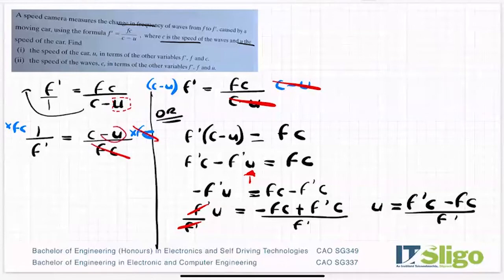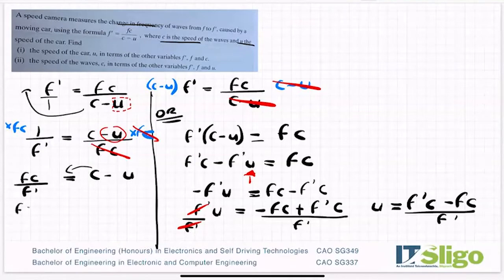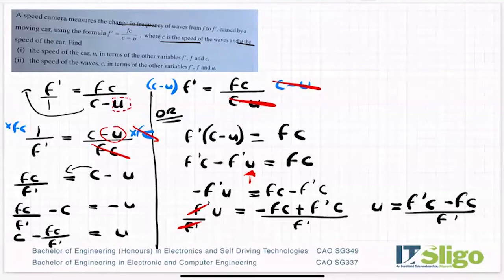Because remember what I'm trying to get at, it's the U. So that I get FC over F dash being equal to C minus U. Okay, let's bring over the C there so that I get FC over F dash minus C being equal to minus U. And then change the signs all the way across. I will have C minus FC over F dash being equal to U.